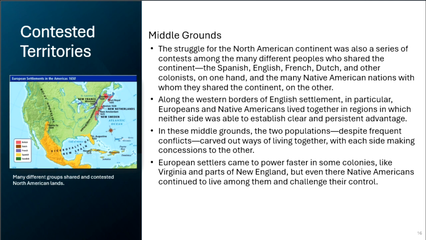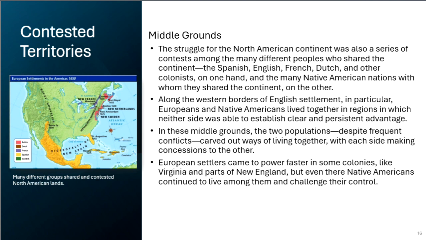In these middle grounds, colonists and Native Americans engaged in trade, diplomacy, and even intermarriage. They formed alliances sometimes against other European powers or rival tribes. It was a complex and fluid dynamic shaped by shifting power balances and mutual needs. But ultimately, European expansion continued to encroach on Native American lands, didn't it? Yes, sadly. And this expansion inevitably led to further conflict and displacement of Native American populations.